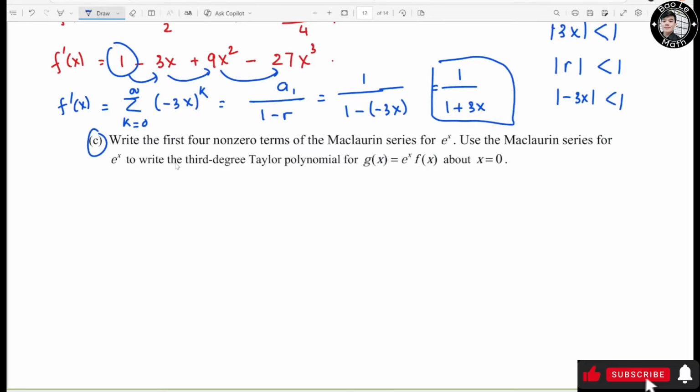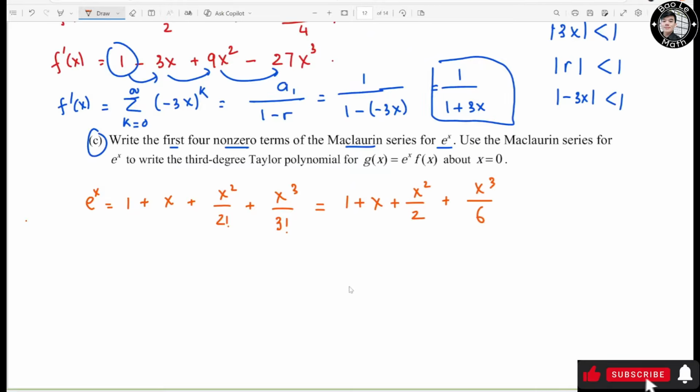Let's move on to the last question. Write the first four non-zero terms of the Maclaurin series for e to the s. All right, so we have e to the s equals 1 plus s plus s squared over 2 factorial plus s cubed over 3 factorial, right? And this one is the first four non-zero terms. Now we're going to simplify this one. It's going to be 1 plus s plus s squared over 2 plus s cubed over 6.